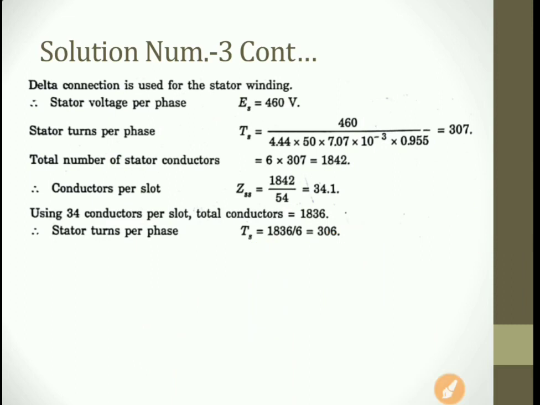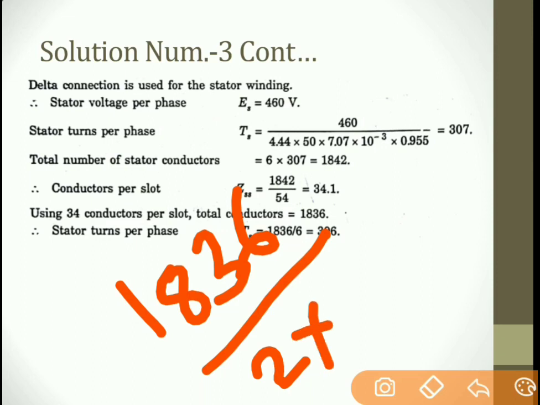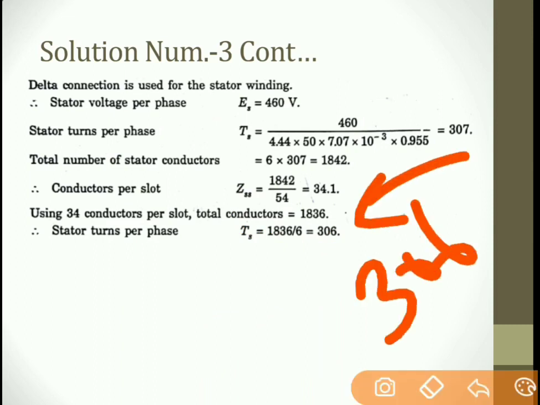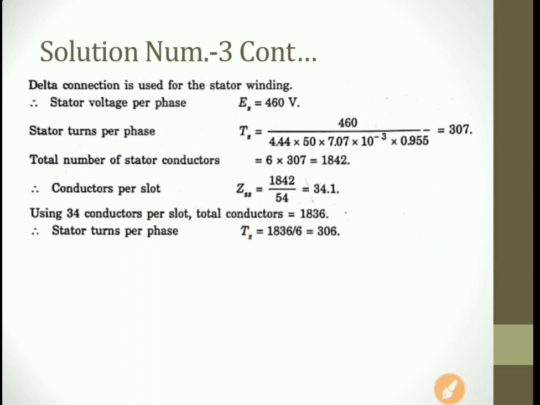So using 34 conductors per slot, total conductors are 1836. If you see, this 1836 is the total conductors. So if you are converting them to turns, you need to divide by 2 because each turn has 2 conductors, and per phase, that is why you need to divide by 3. So that comes to be 306, right? Instead of 307, the correct value is 306. And that's how the problem is solved. This is the complete solution of the problem.